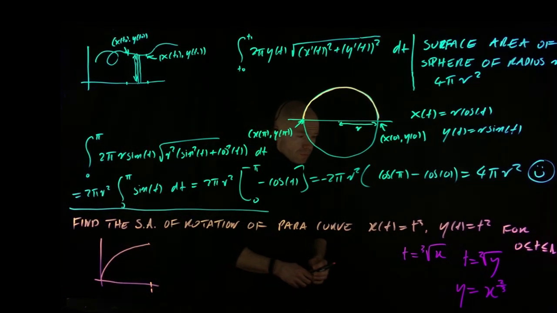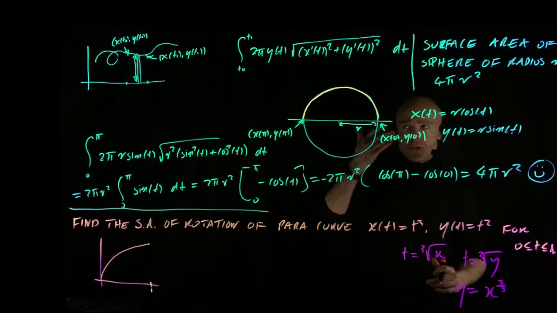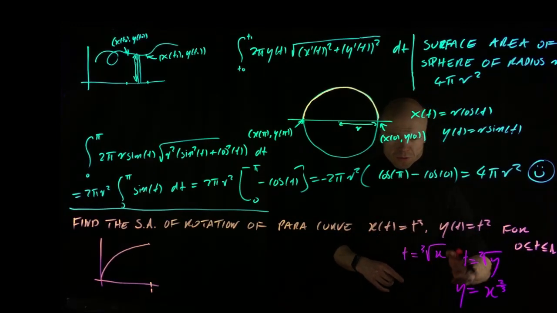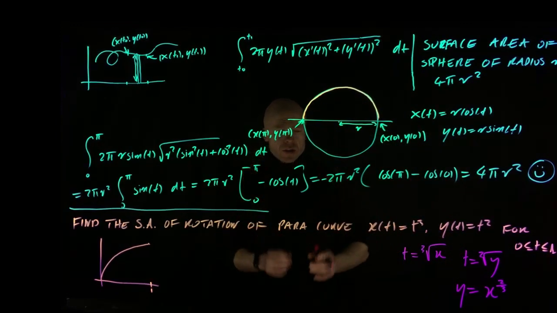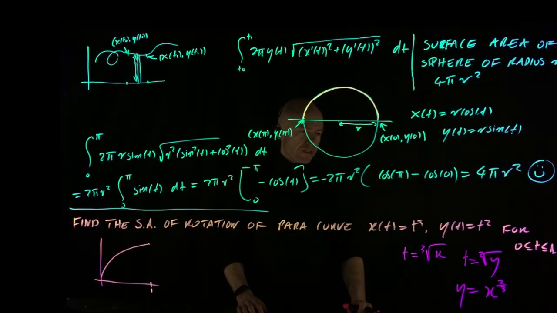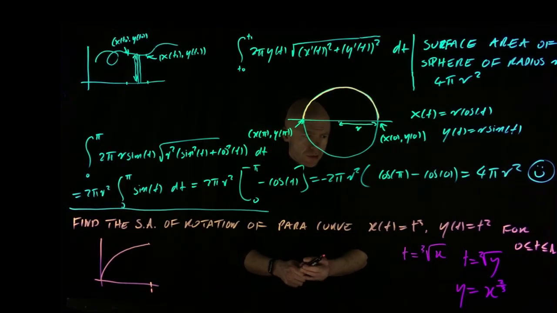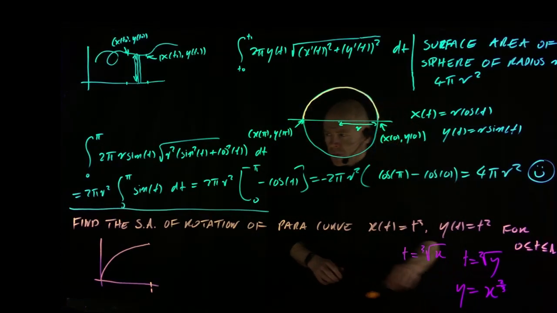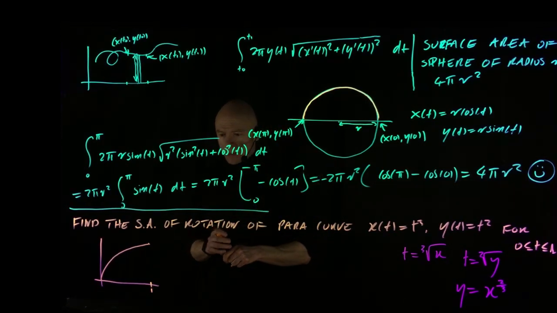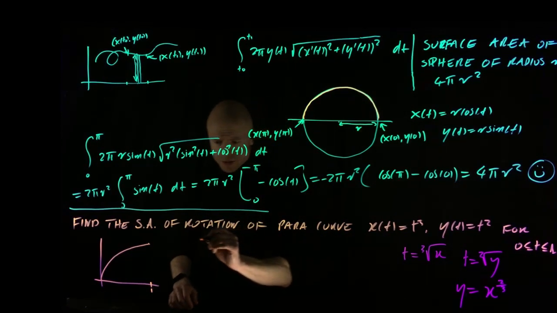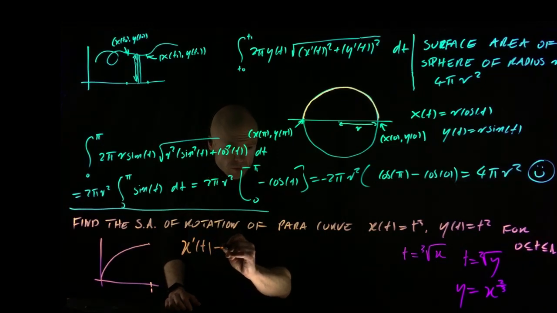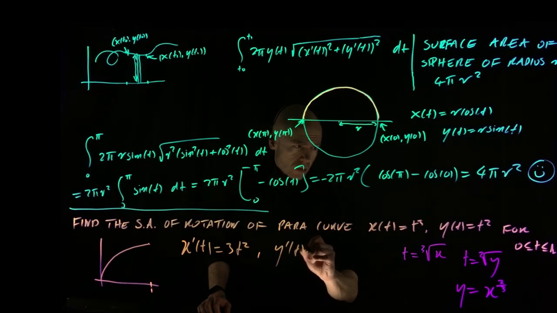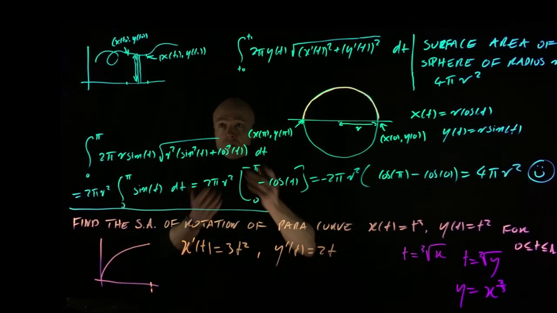So if we wanted to, we could just use the standard formula for surfaces of revolution when we have a Cartesian function from the x-axis. But we're testing our new tool, so we're not going to do that. So let us continue using this formula right here. So we need to differentiate this guy. So we're going to have 3t squared, and this guy will be 2t.